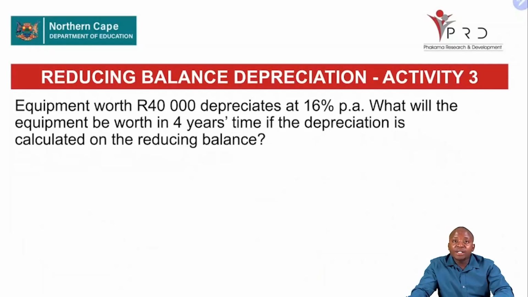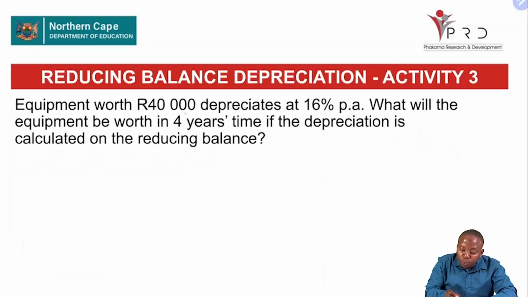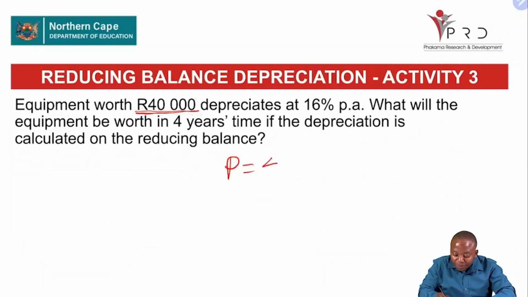Remember, we're collecting the data from the statement. Number 1, equipment is worth 40,000. So this is how much the equipment is worth right now when I go into the store. So my present value is 40,000. It depreciates at 16% per annum. That is my rate. So we convert the rate into I. So our I will be 16 divided by 100.